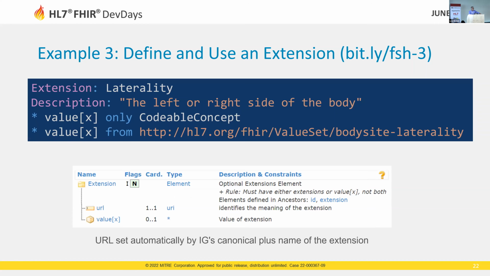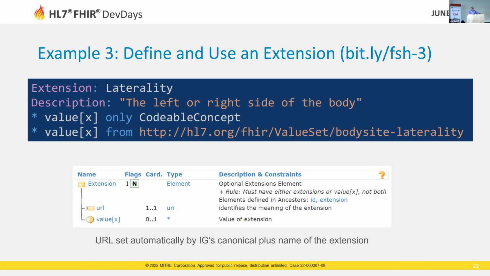So let's do extensions. That's another thing that we often do within implementation guides. By the way, the instances could be examples, or they might be instances of other conformance resources. So if you have a search parameter or an operation definition, those are actually instances as well. So you'd say instance of a search parameter, and you'd create your search parameter.